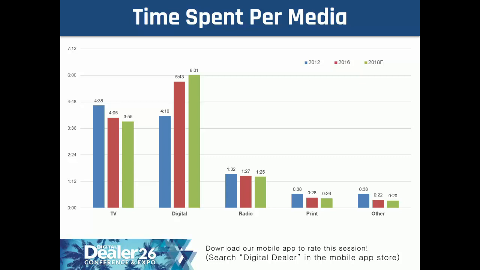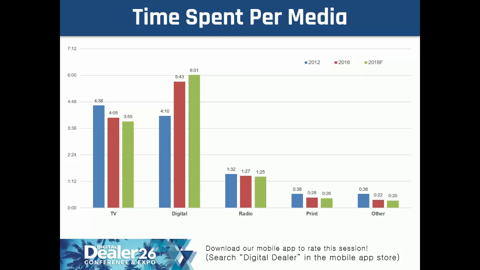What we're looking at here is time spent per media: TV, digital, radio, print, other. This was put together at the start of 2018, I believe. 2018 is forecasted, but actually came in even higher for digital and lower for TV, so the trend was even stronger than anticipated. A good way to frame this, and we'll do a quick exercise since it's the morning to make sure everyone's awake and with me.